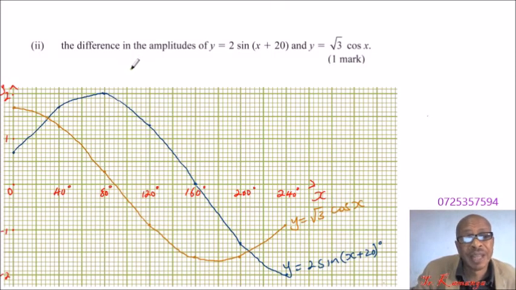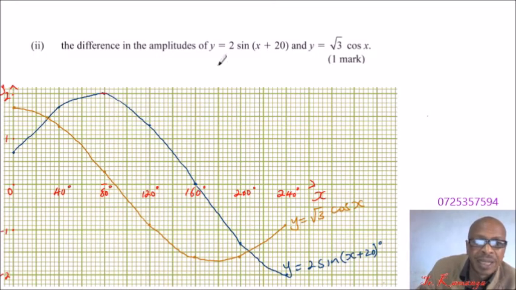We are supposed to get the difference in amplitude of y equals 2 sin x plus 20 and y equals root 3 cos x. You get 1 mark. The amplitude is the maximum height from the x-axis. So we can say the maximum height of the first one is 2. You minus the other one. You can either use this part, but you take the magnitude, or you can use this one, but here, because there is a curve, you can get the maximum.